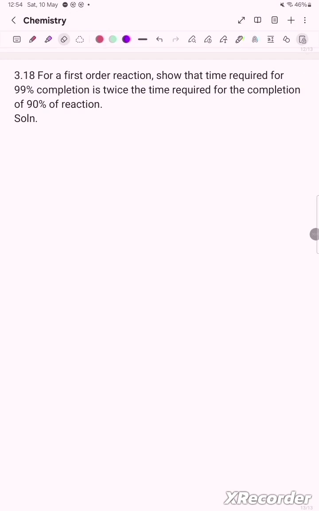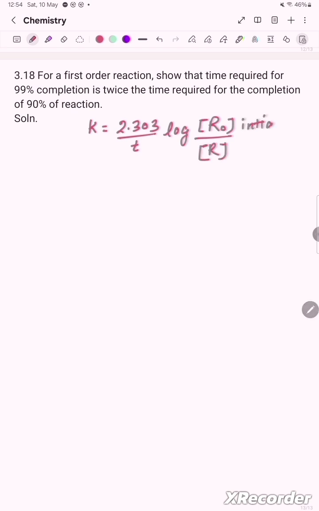So we know that for first order reaction, K is equal to 2.303 by T log R naught, that is initial reactant, and R, concentration of R at any time T. So this is the formula.